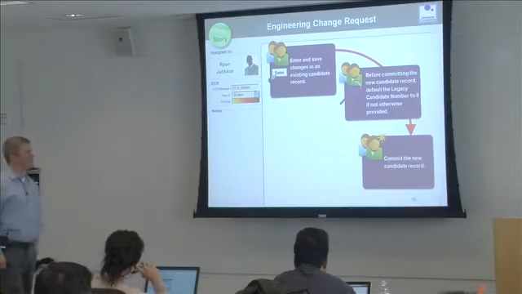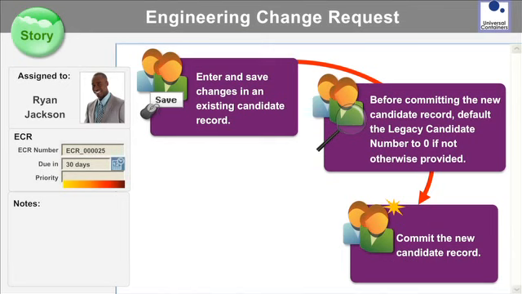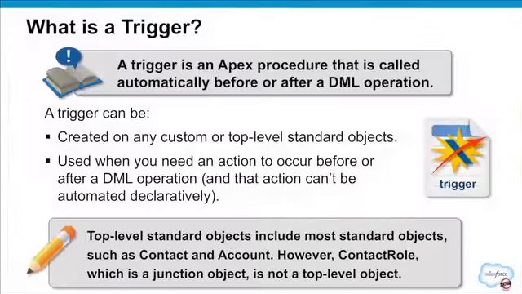So here we have this situation when candidate records are being saved to the database. Before we save those candidates to the database, if they don't have a legacy employee number, in other words, a value for a legacy employee number field, then let's default that value to 0. Okay? So theoretically, we could do this with a workflow rule, but it's the kind of thing that we could solve with a trigger.